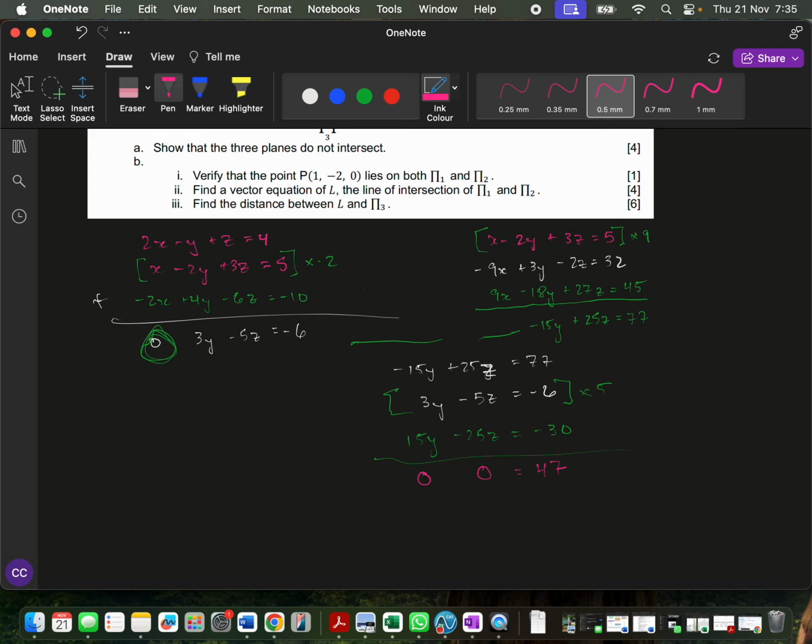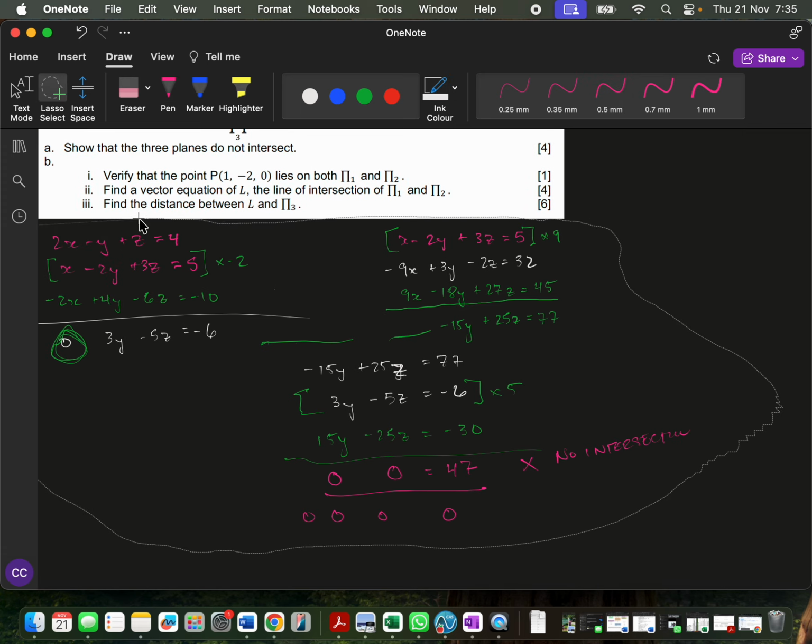So if there's a contradiction, it means that at least one of the planes is parallel to the other. They don't intersect at all. So we've got this is no intersection. This contradiction means that there's parallel going on. If we ended up with a row that was 0, 0, 0, that would mean that the planes are right on top of each other. Okay, that's doable. Let me get this all out of the way so we can do the next part of the problem.